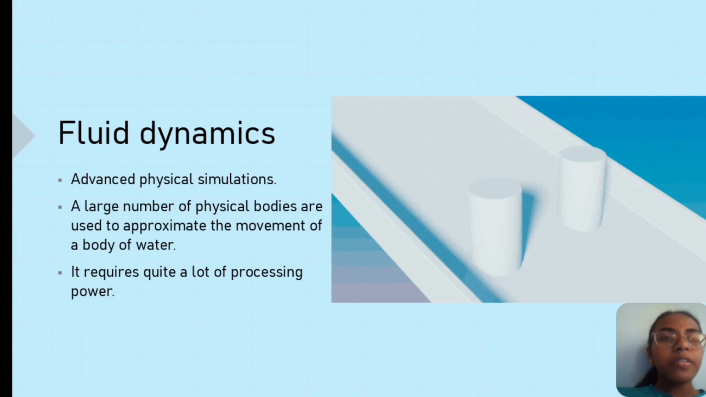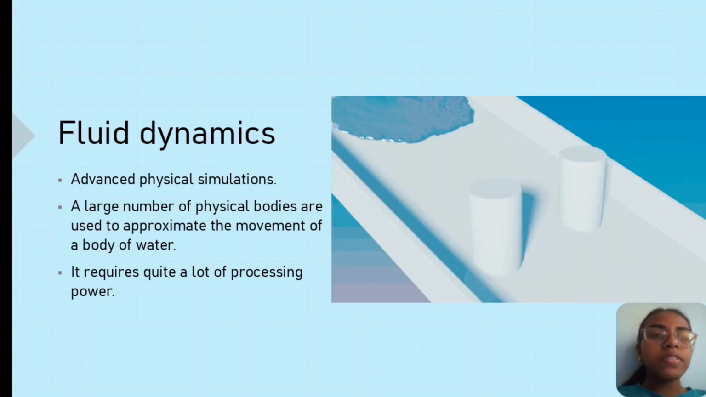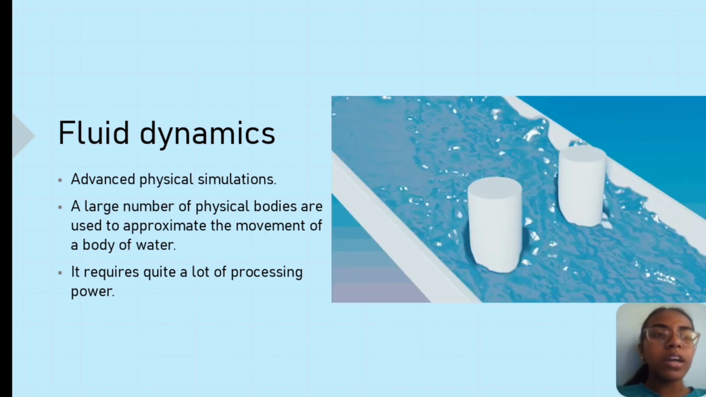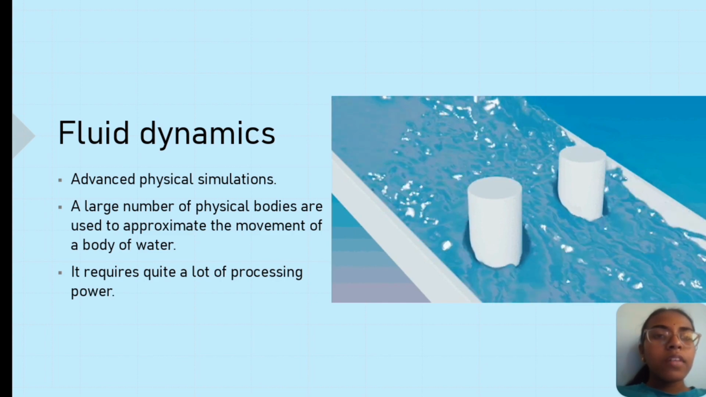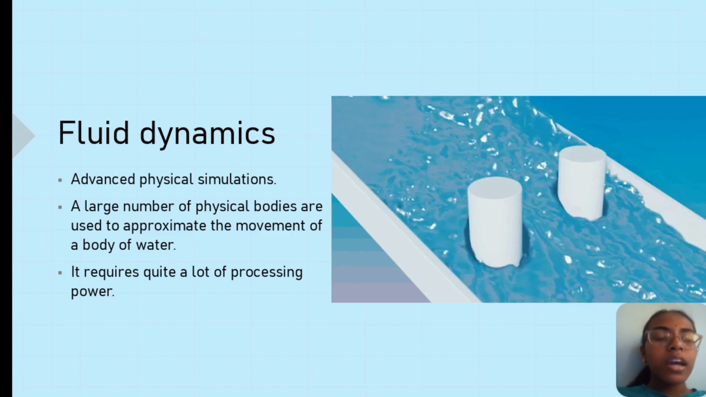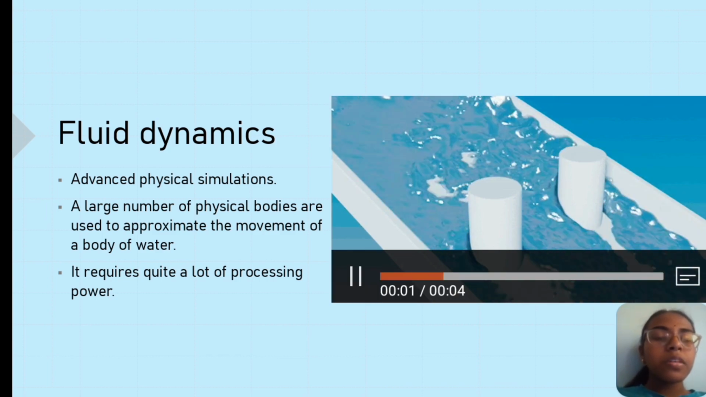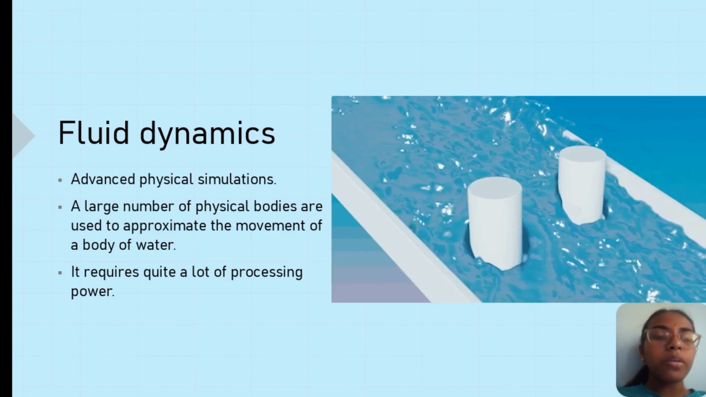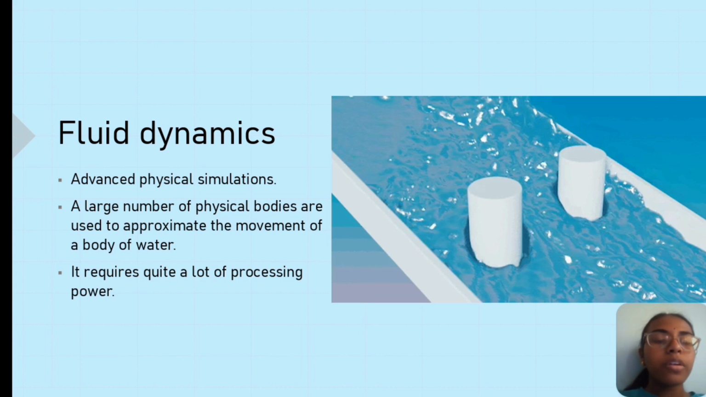Next, we have fluid dynamics. Fluids can be difficult to animate manually, hence physical simulations are used. They are advanced physical simulations and require a lot of processing power. A large number of physical bodies are used to approximate the movement of a body of water.